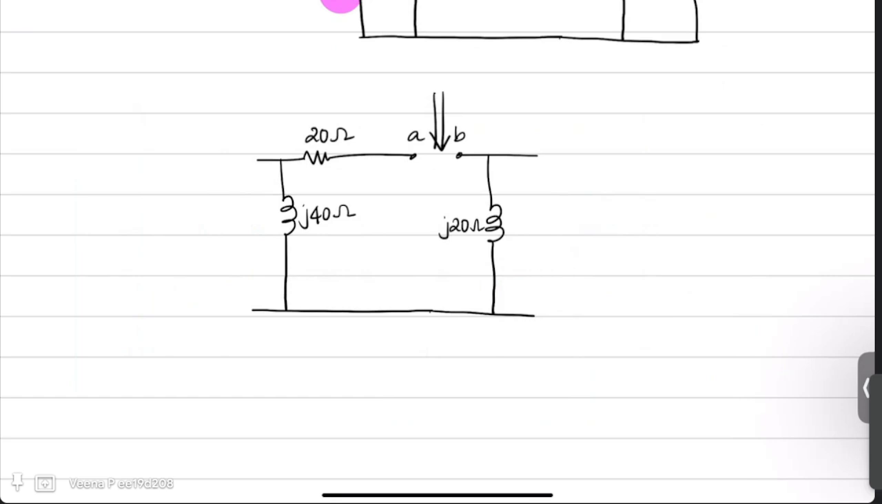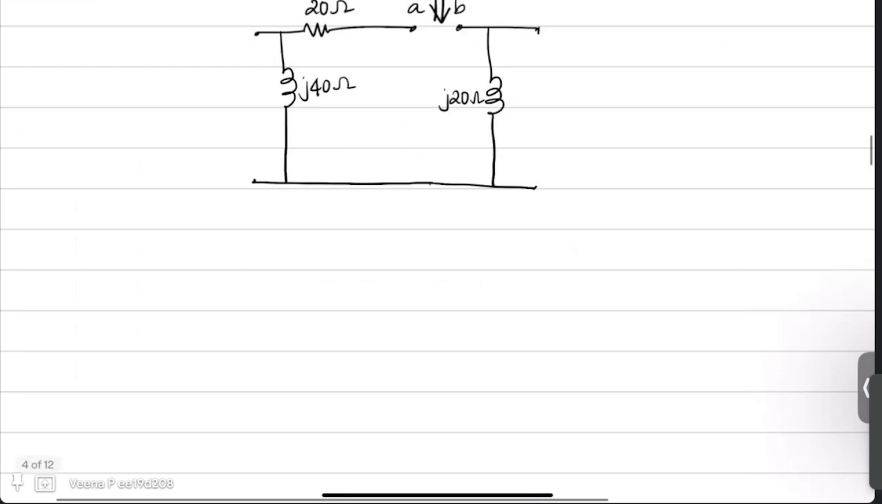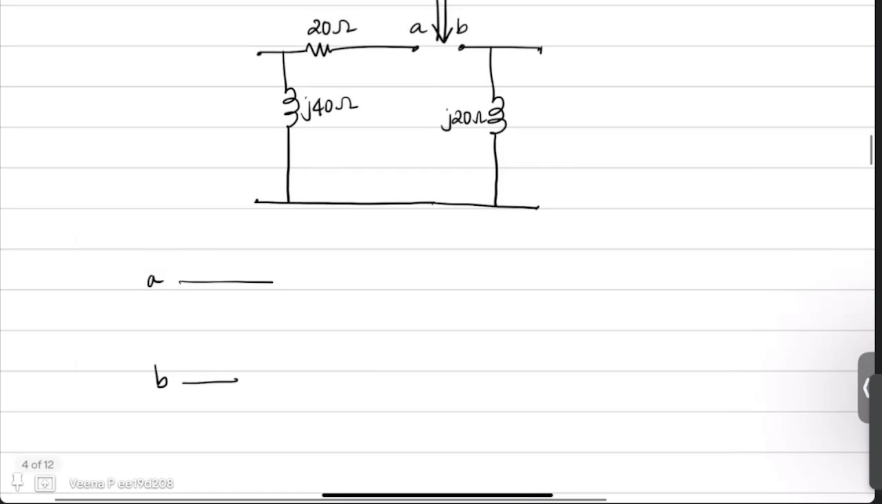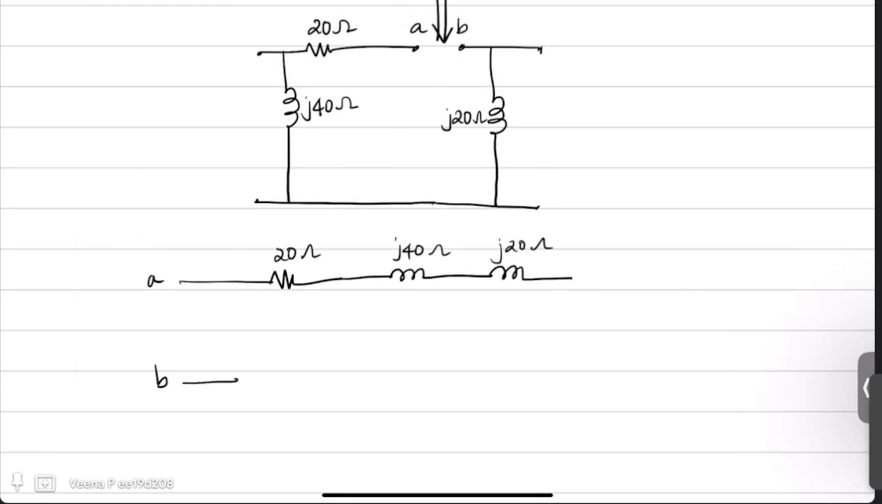Now we have to see what is the equivalent impedance seen across terminals A and B. Since these terminals are open, they do not take part in the circuit. So when you look from A and B, what you see is a resistance of 20 ohm that is connected to an inductor of J40 ohm and then a J20 ohm inductor. That means it is a series RL circuit.